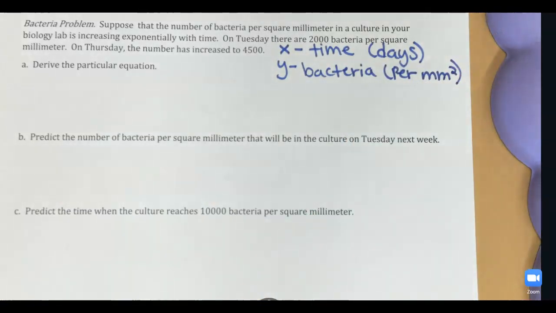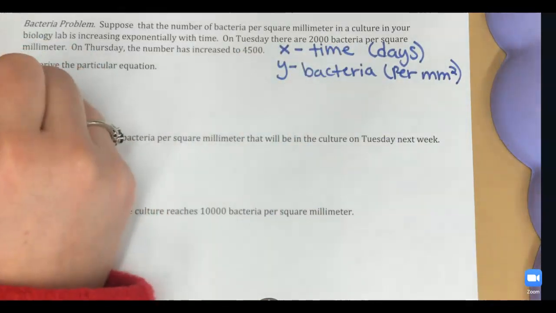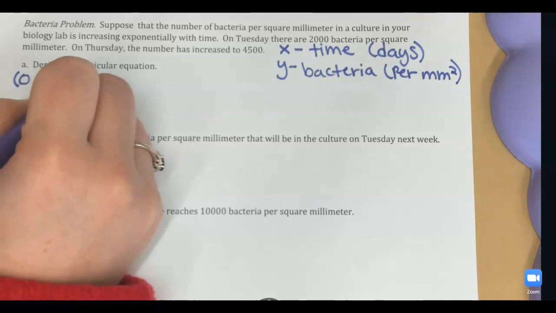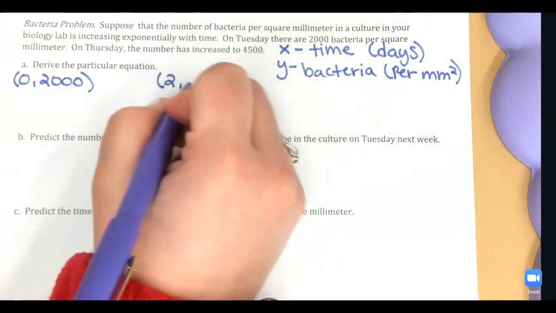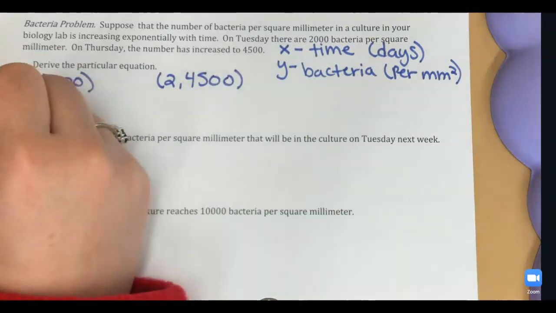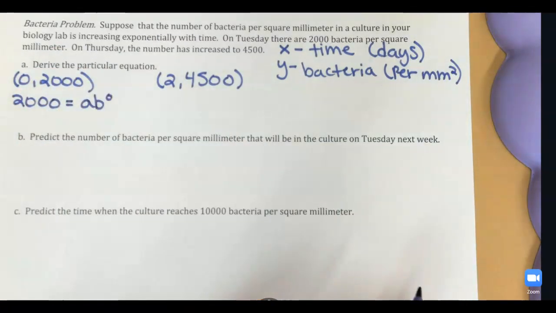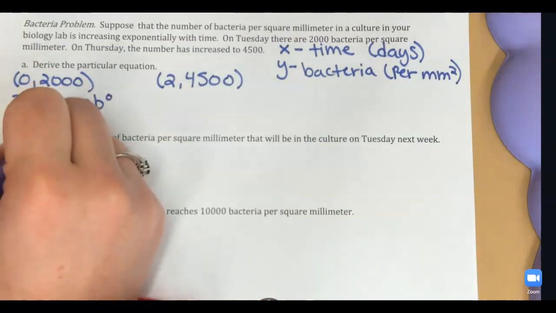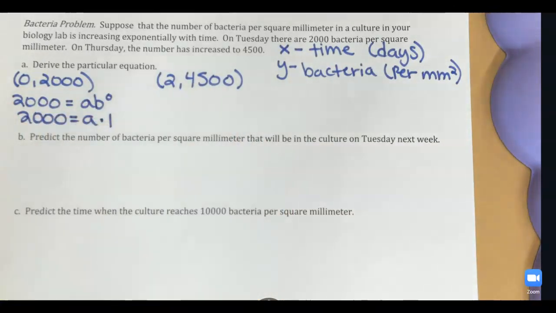So again, I need my two xy pairs. On Tuesday, my starting day, there were 2,000. So that's going to be 0, 2,000. Then Thursday, which would be 2 days later, it is 4,500. So again, I'm going to plug in the xy pairs. I'm going to do 0, 2,000 first. Anything to the 0 power is 1. So that means a is 2,000.